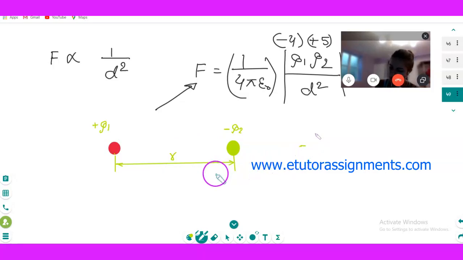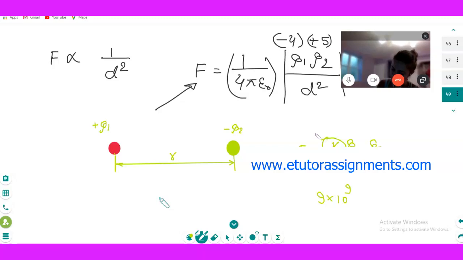Force will be 1 divided by 4 pi epsilon 0, or you can say k, q1 q2 divided by r squared. And this k value is equal to 9 into 10 to the power 9.